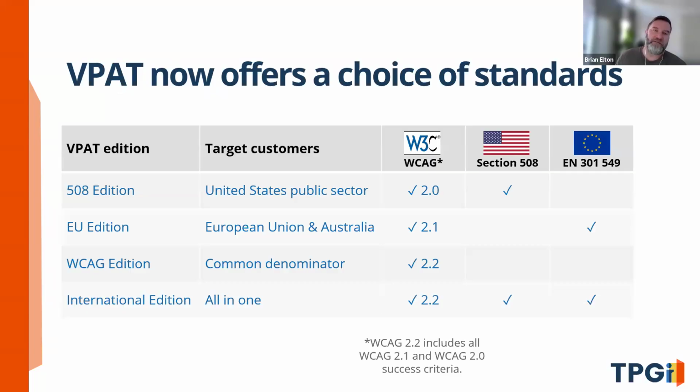And we can see that actually to that point in the different types of templates that can be used. There are 4 different types of templates. We have the 508 edition, and this is targeted for the United States public sector, as mentioned. It is WCAG 2.0, and that's where Section 508 still stands. And it has additional Section 508 requirements, which we will talk about some of the parts of that beyond WCAG. There's an EU edition for the European Union and Australia.